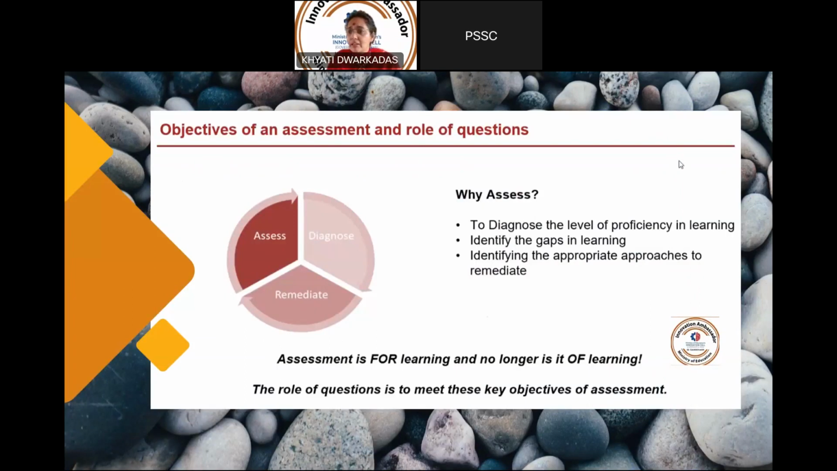So when we talk about item writing, we need to understand why we are assessing. We need to understand the objectives of an assessment and the role of questions. When we say why assess, we are assessing to diagnose the level of proficiency in learning, to identify the gaps in learning, and to identify the appropriate approaches to remediate learning. So assessment is for learning and no longer is it of learning. The role of questions is to meet these key objectives of assessment. So you assess, you diagnose, you do a remedial, and you go back and assess.